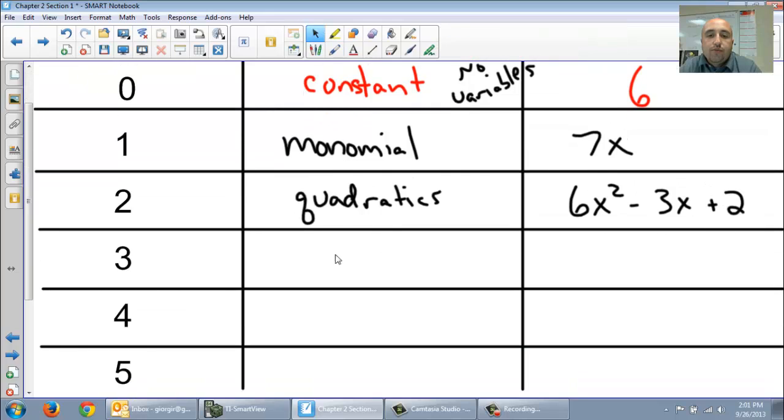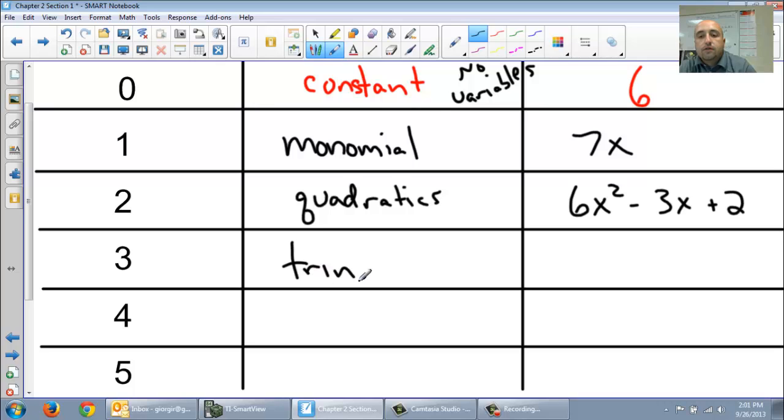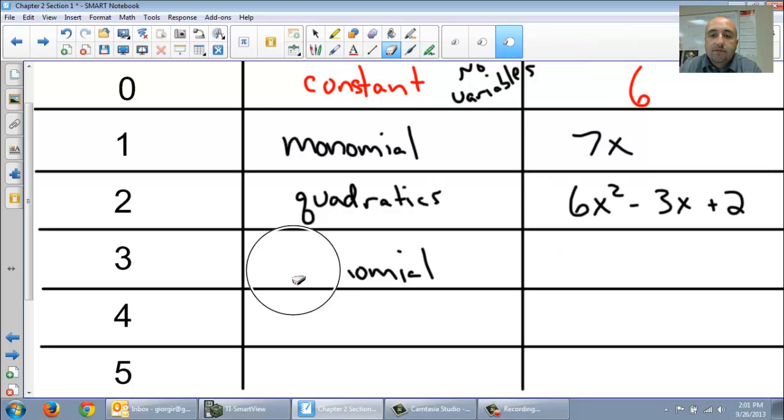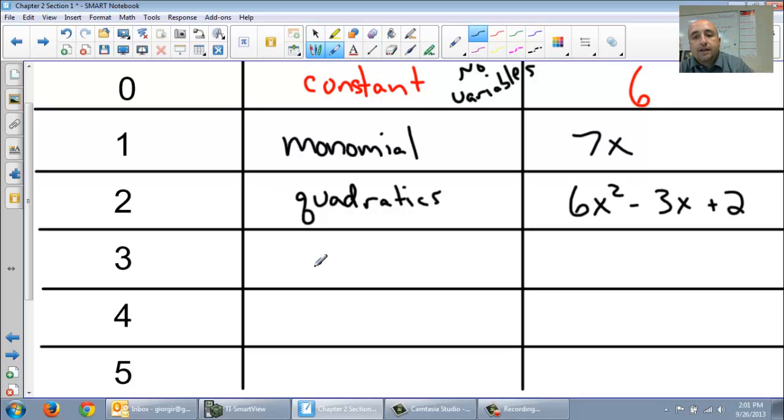Degree 3 is called a trinomial. And an example would be anything with a power of 3. Oops, sorry, I'm getting my names mixed up. It's not called a trinomial. It is called a cubic function, cubic meaning power of 3, cubed. So 7x to the third minus 3x squared would be an example of a cubic, as long as all it has is a power of 3.